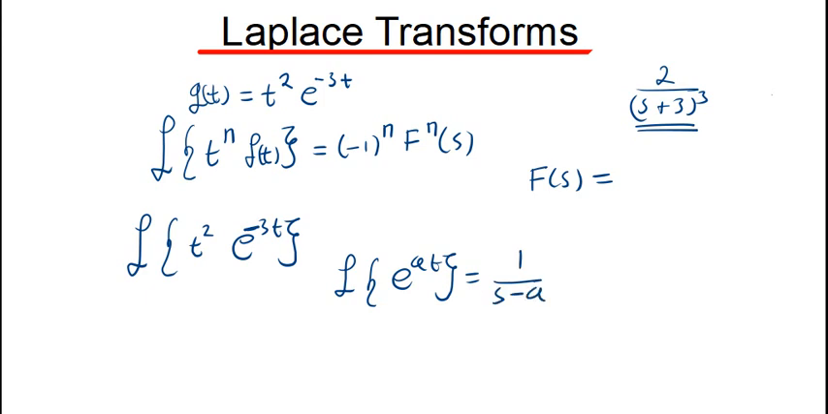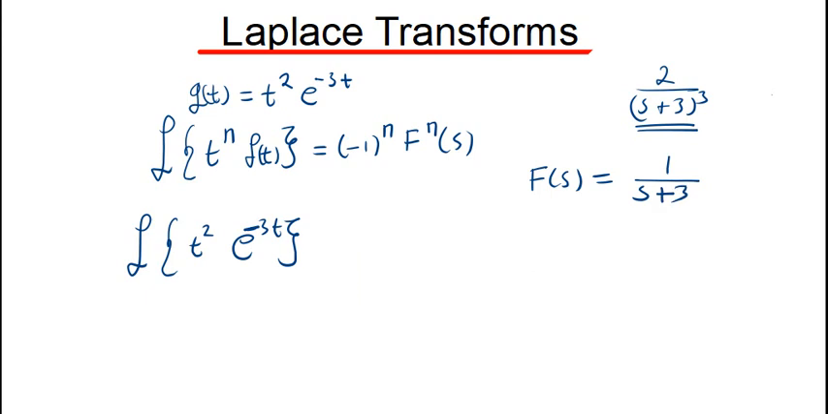So this is just going to be equal to 1 divided by s minus a. Our a in this case is minus 3, so that's going to be plus 3 there. That's our f of s. So one thing that you observe is that if I'm looking for the nth derivative, and it happens that I'm looking for my second derivative of that.